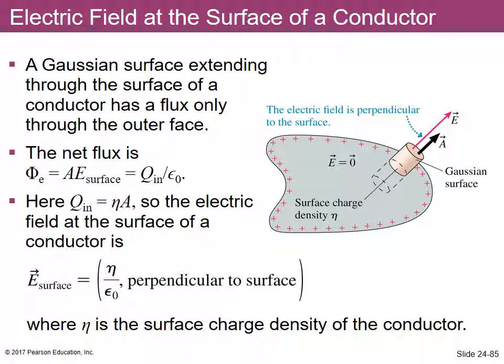A Gaussian surface extending through the surface of a conductor has a flux only through the outer face. The net flux is Q_in divided by epsilon naught. Here Q_in is eta times the surface area, so the electric field at the surface of a conductor is eta over epsilon naught, perpendicular to the surface.